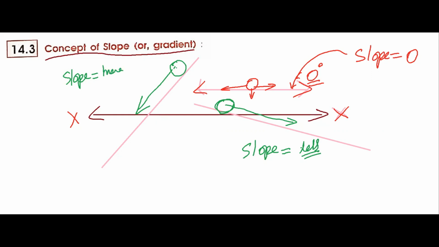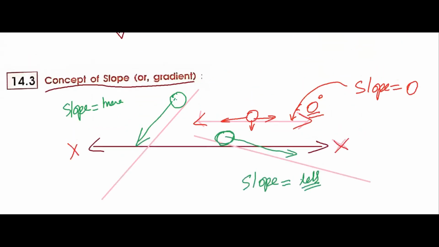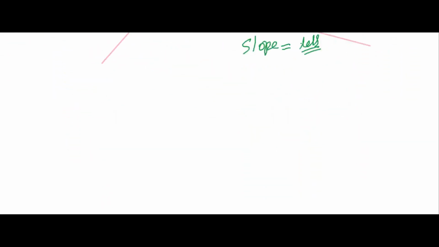Now let's understand the meaning of this slope. So the other name of slope is also gradient. Now that's what I am going to explain to you now. Okay, understand, you have an x-axis and this is the y-axis. This is x-axis and this is y-axis.